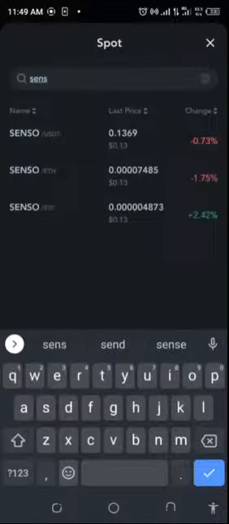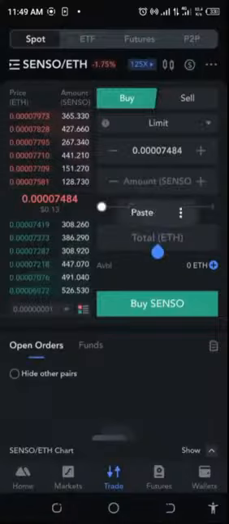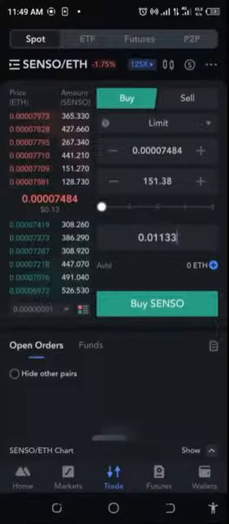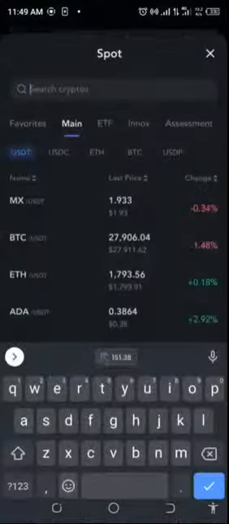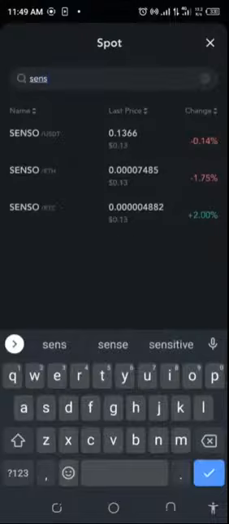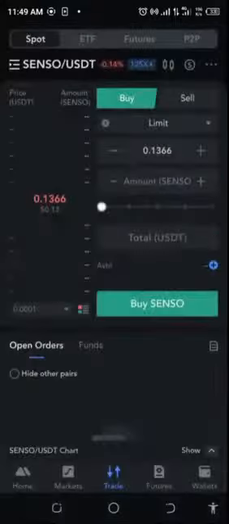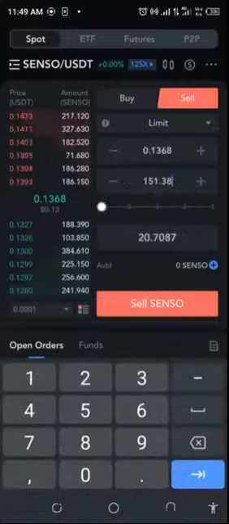Senso ETH. Okay. And then we paste in our ETH here. Wow. Looks like this is going to work. Okay. Well, let's go ahead and finish it up. Here you go to Senso USDT. And then we sell. Okay. Wow. Looks good. Let's try this out.